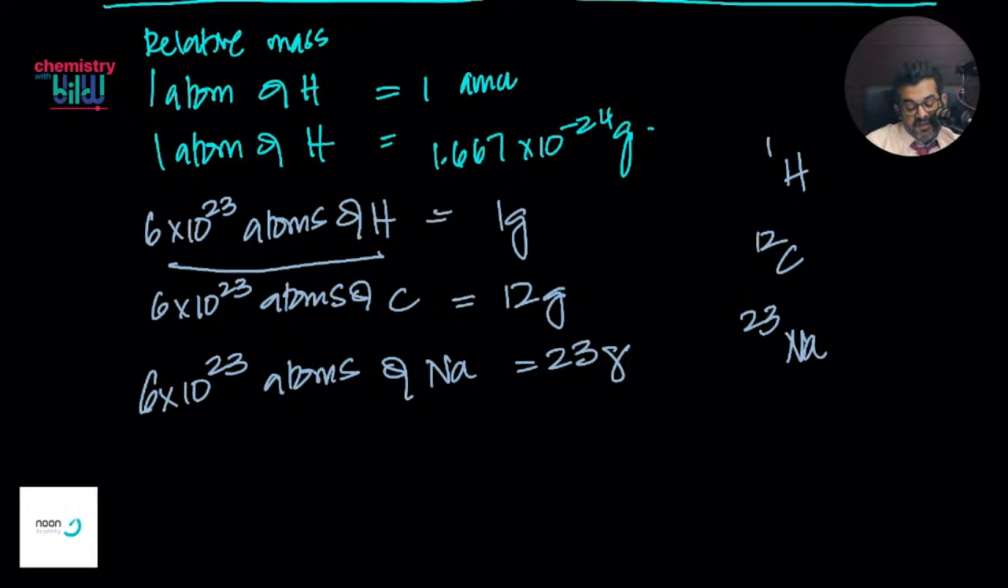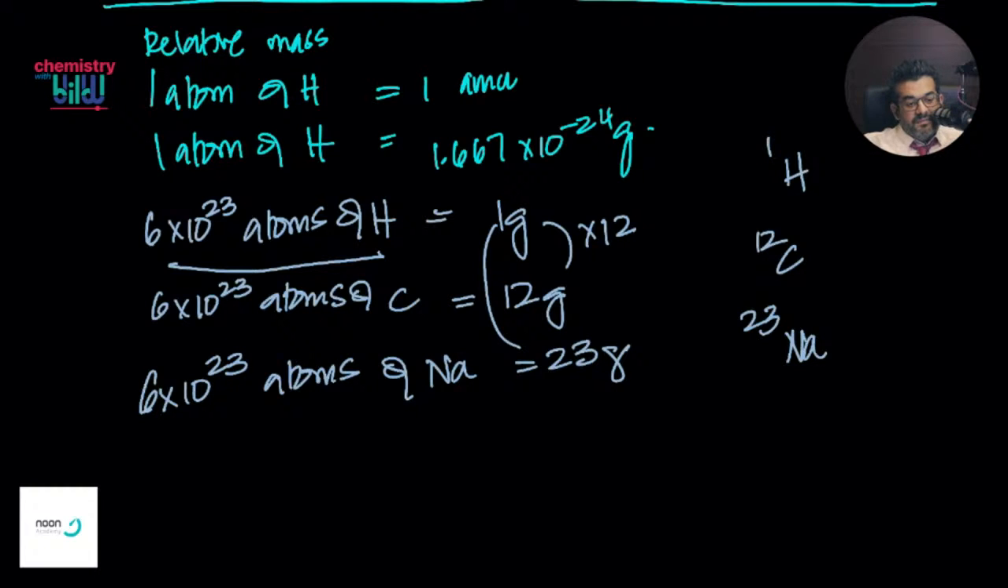So if this many atoms of hydrogen has a mass of 1 gram, the same number of carbon atoms will be 12 times heavier. That's where the relativeness comes in. And this same number of atoms of sodium will be 23 times heavier. Okay, so this is where it comes from. Now, where it comes from and solving questions are two different things.